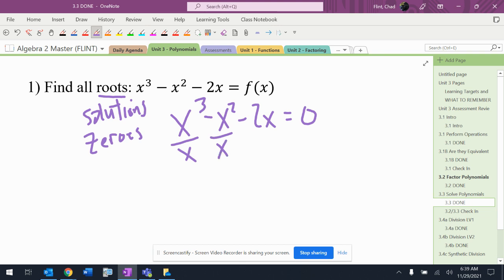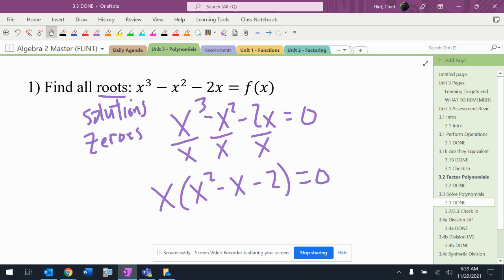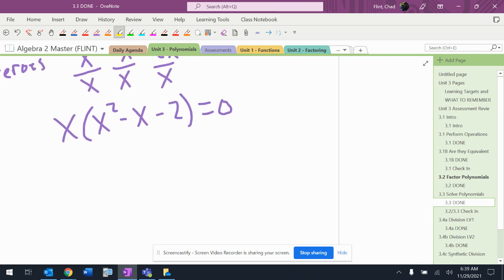This one has a GCF of x. I'm going to pull an x out, and I get x squared minus x minus 2 equals 0. And then I factor what's inside the parentheses. These shouldn't be super complicated to factor, but you never know. That means the signs are going to be, sorry, not the same. The signs are going to be different.